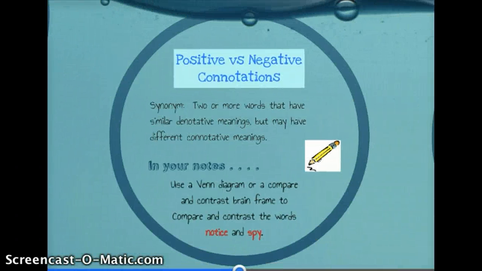Words could have positive or negative connotations. If you take two words that have similar denotative meanings, meaning that they are synonyms, they could have different connotative meanings. So in your notes, I want you to use a Venn diagram or a compare and contrast brain frame, whatever works for you, to compare and contrast the words notice and spy. Pause, take a minute to do that.